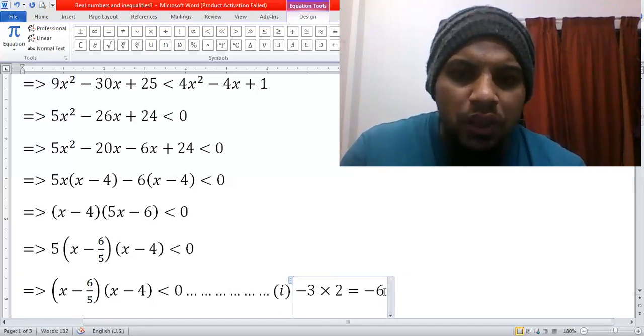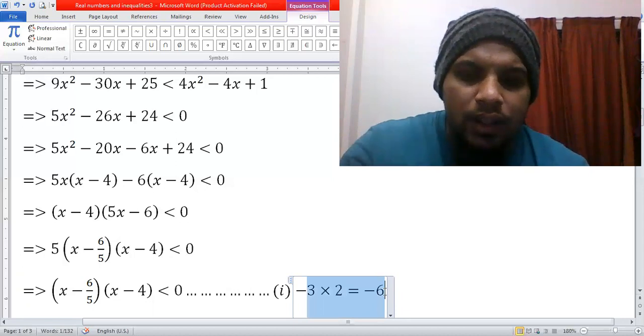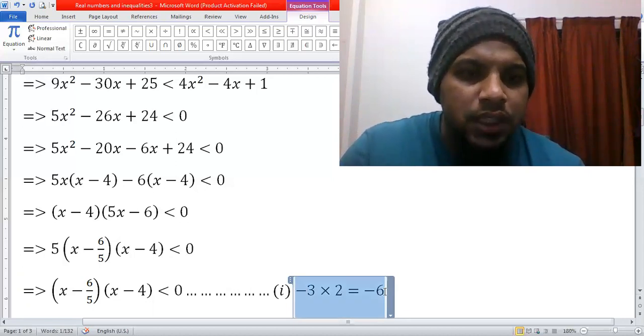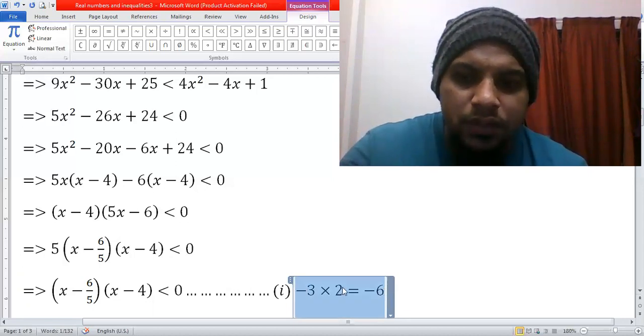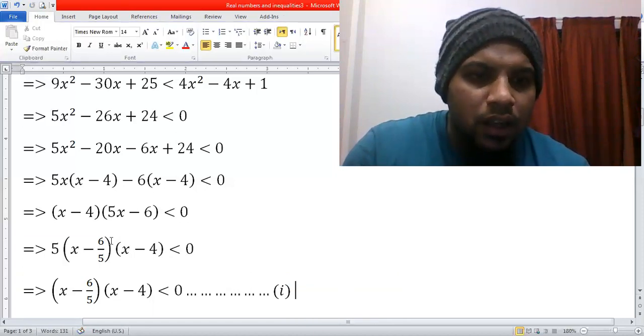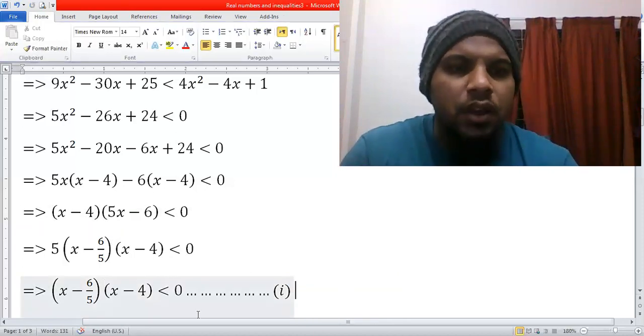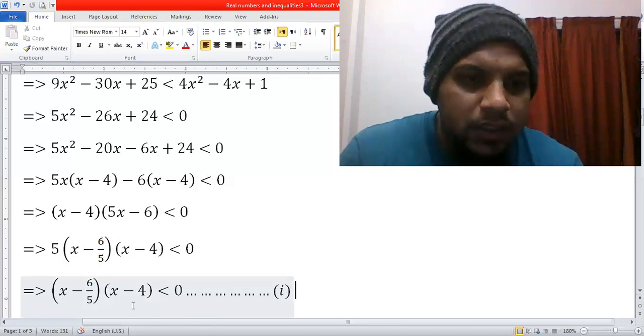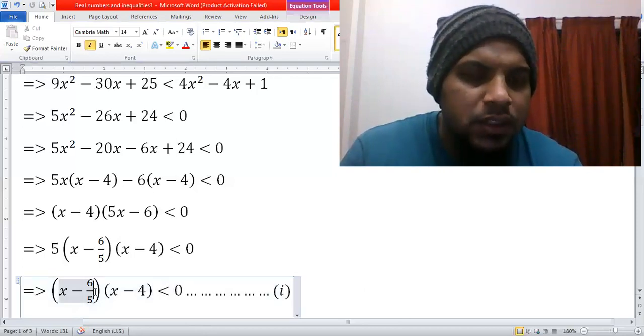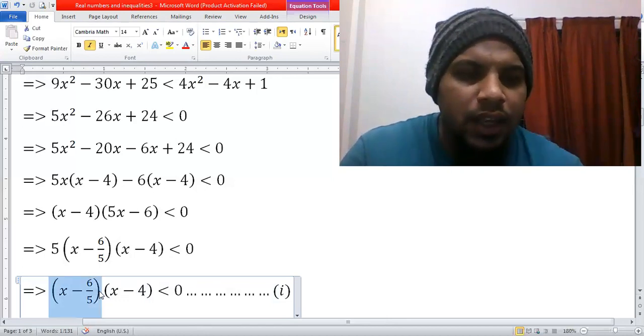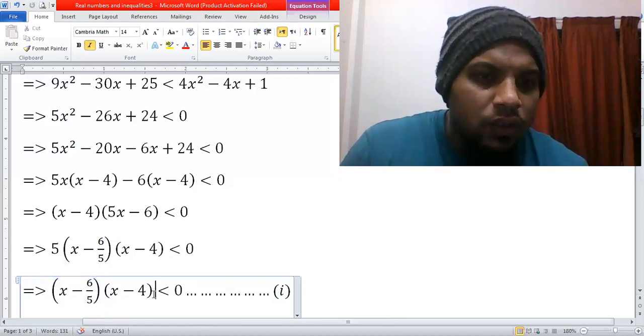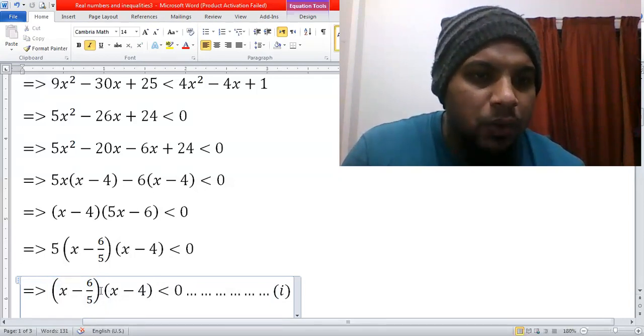Okay, we are just showing you an example, nothing else. So that means we need one negative and one positive. Then we can get the output as a negative. And we know 6/5 is 1 point something, and x minus 6/5 is definitely greater than x minus 4. So obviously x minus 6/5 will be positive and x minus 4 will be negative.